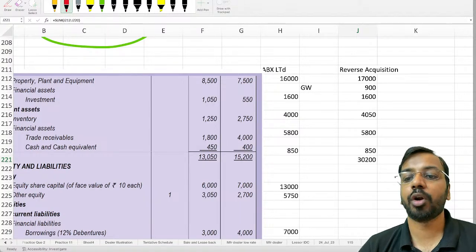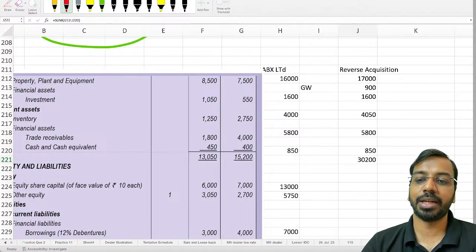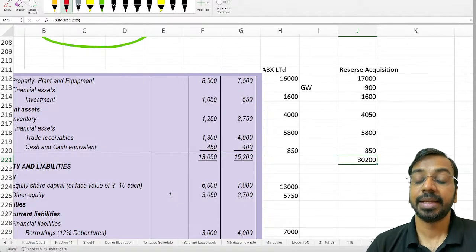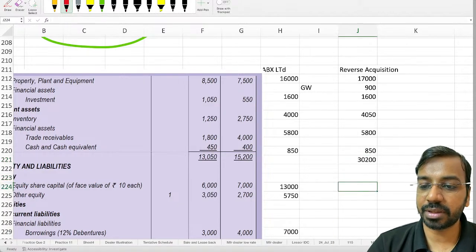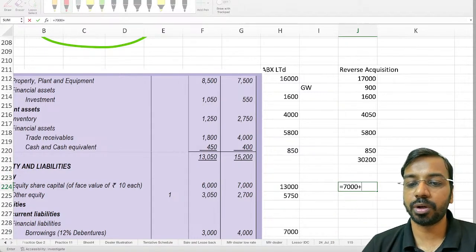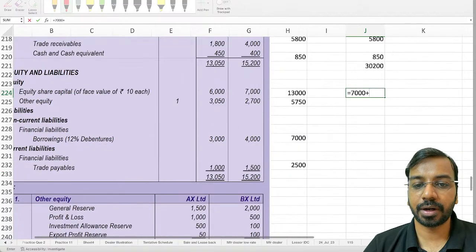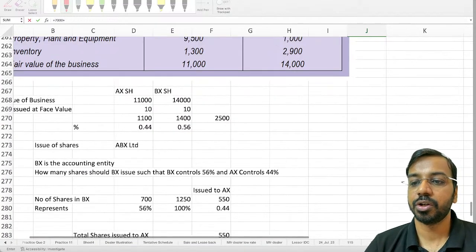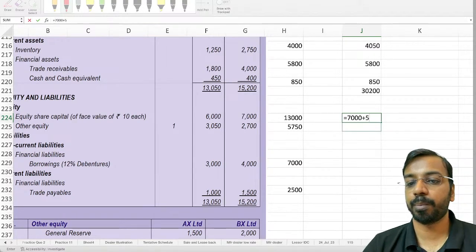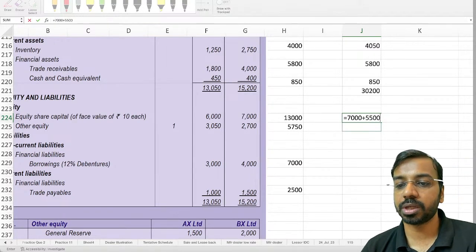I'm not doing a detailed working because you can do the detailed working of addition of amounts and all of that on your own. So that is on the asset side. Now equity side, existing equity 7,000 plus how many shares we have issued? We have issued, I guess, 550 shares. So 7,000 plus 5,500, that makes it 12,500.